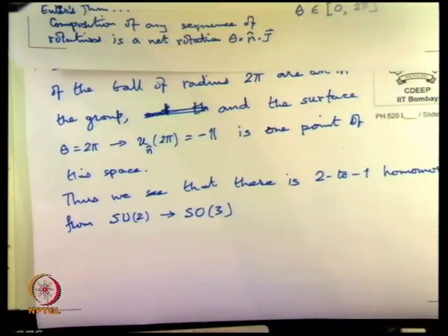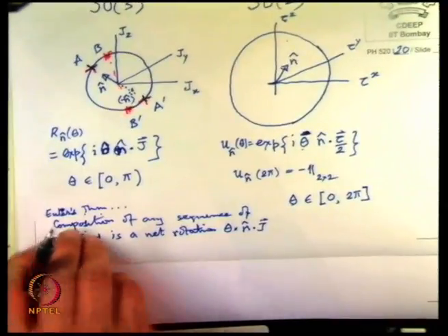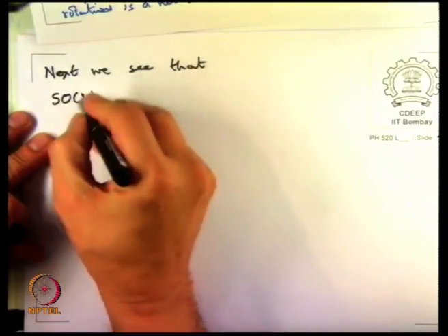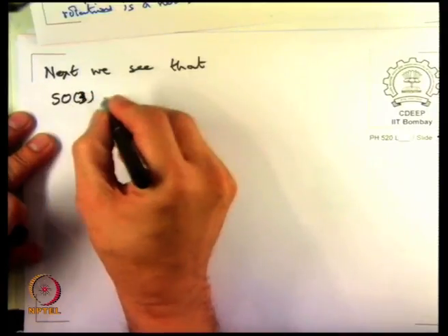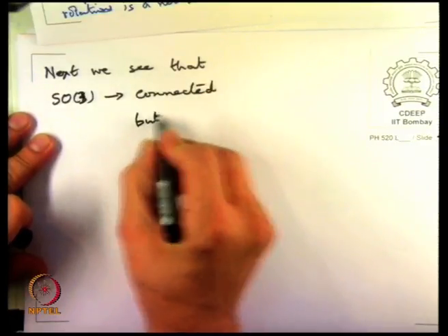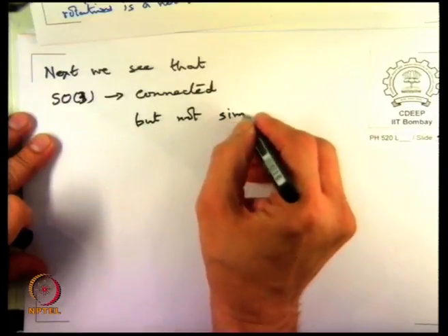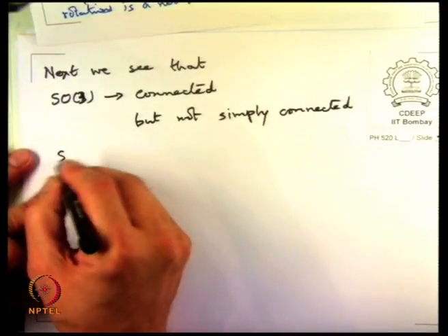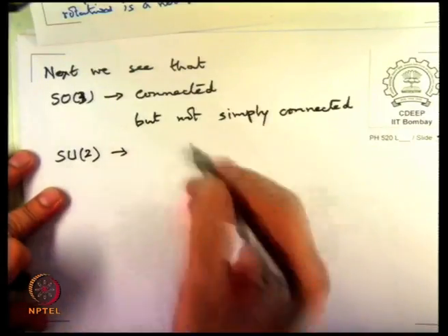Then we finally come to the most important topological property. Therefore, SU2 is a simply connected space. Every single curve in SU2 can be shrunk to a point, but in SO3 you cannot. Whereas SU2 is simply connected.